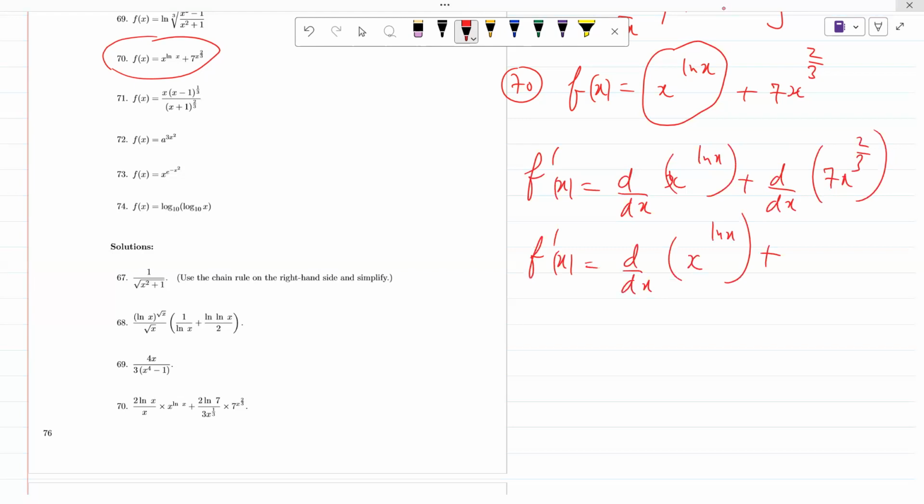Okay, so this is 7, and then you bring down the 2 over 3, and then you subtract 1 from that. So what is 2 over 3 minus 1? So we can see the result. Okay, so we have this.